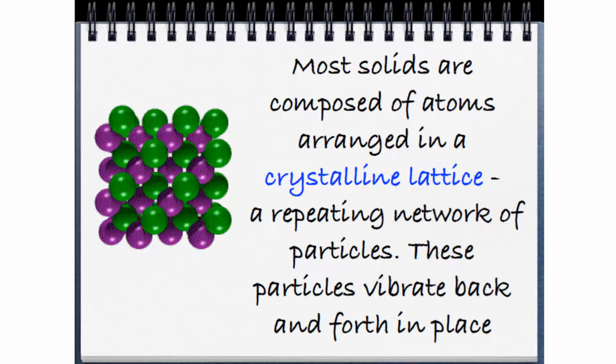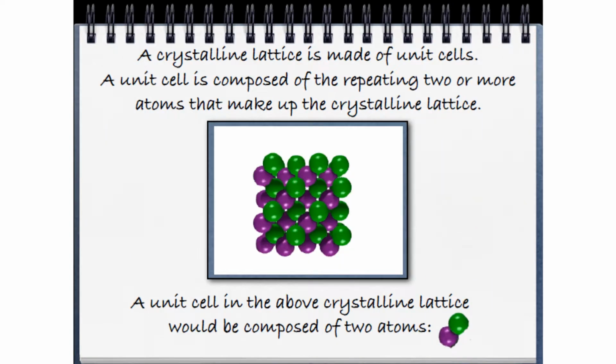So notice the crystalline lattice in this picture. The pattern of purple, green, purple, green, purple, green repeats itself over and over again. That orderly arrangement of solids is called a crystalline lattice. A crystalline lattice is made up of unit cells. A unit cell is composed of the repeating 2 or more atoms that make up the crystalline lattice. The unit cell in the above crystalline lattice would be composed of a purple atom and a green atom that are basically copy and pasted over and over and over again.